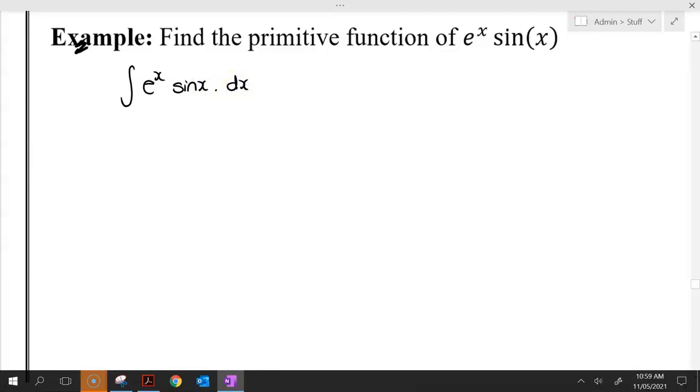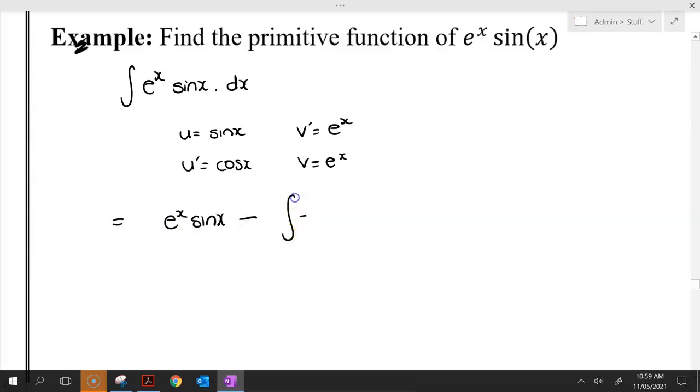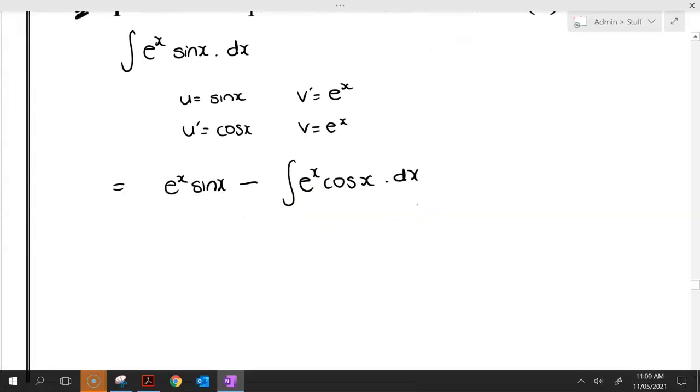Okay, and it actually won't matter which one you let u and v equal. I think I'll go with our standard where we'll go u equals sine x, v dash equals e to the x, because we usually grab the exponential. So v will equal e to the x. U dash will equal cos x. So when we do that, we will get e to the x sine x minus e to the x cos x, which is not looking very helpful, is it? So I'm going to go again. We're hoping it's going to be helpful.